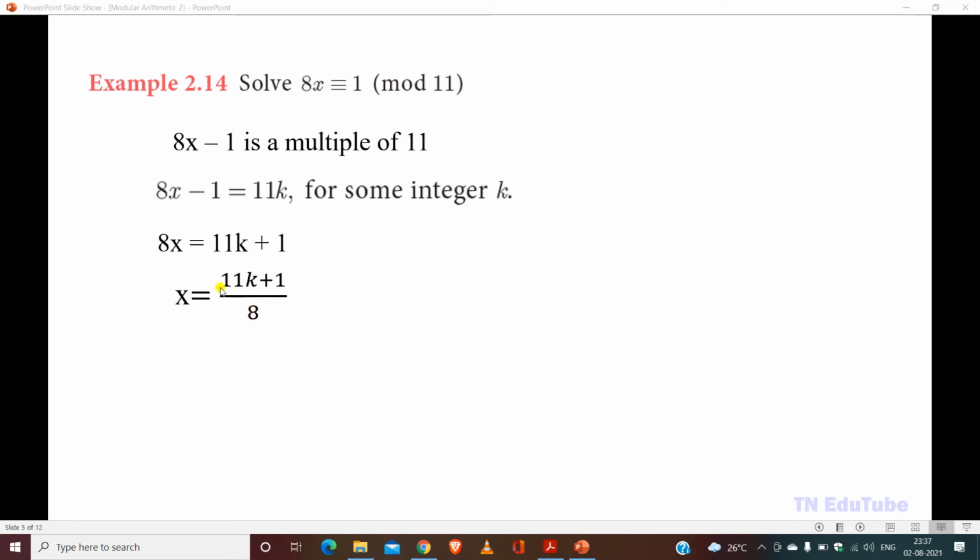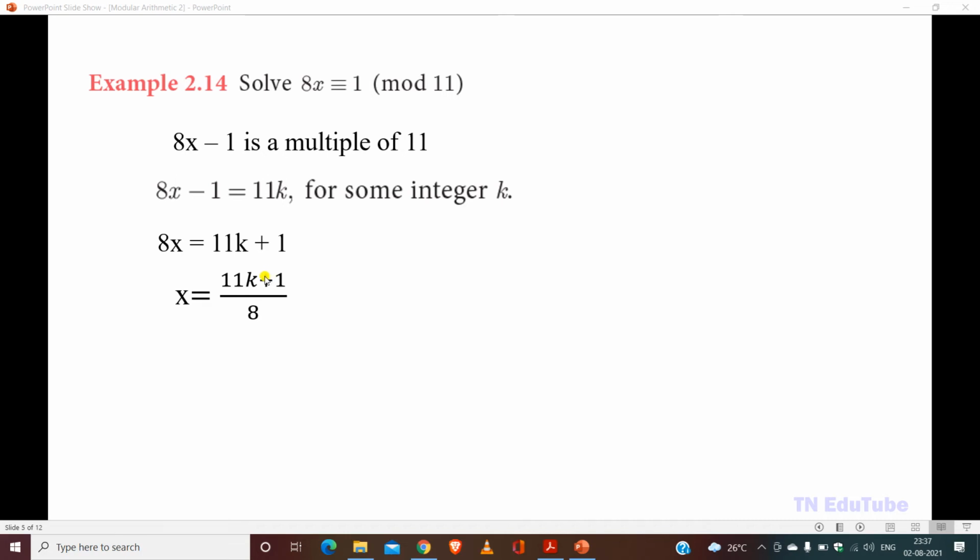Then when you substitute any number for k, it should be divisible by 8. When k is equal to 1 means 11 plus 1, 12. 12 is not completely divisible by 8, isn't it? Then k equal to 2 means 22 plus 1, 23. It is also not divisible. Then 3 means 33 plus 1, 34. Not divisible. 4 means 44 plus 1, 45. Not divisible. Then 5 means 55 plus 1, 56.